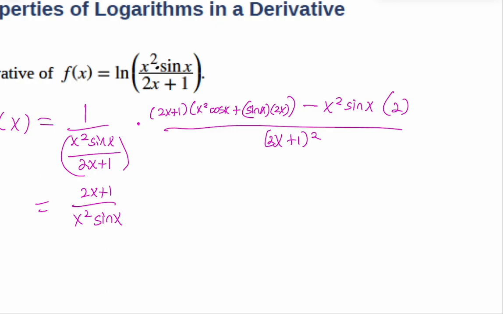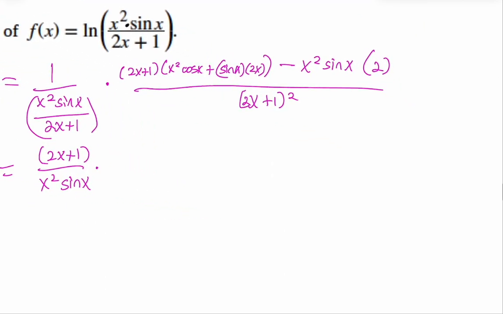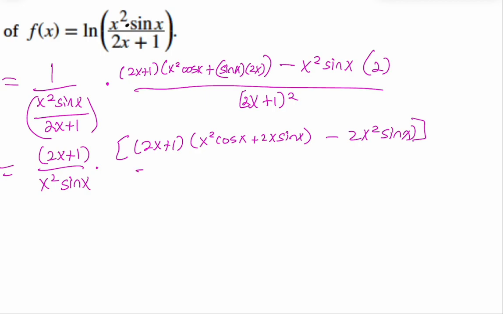Okay. Now, when we multiply this times that thing, okay, let me write it just maybe slightly nicer. There's not much I can do to make it any nicer, but so that's going to be 2x plus 1, x squared cosine of x plus 2x sine of x minus 2x squared sine of x over 2x plus 1 squared.